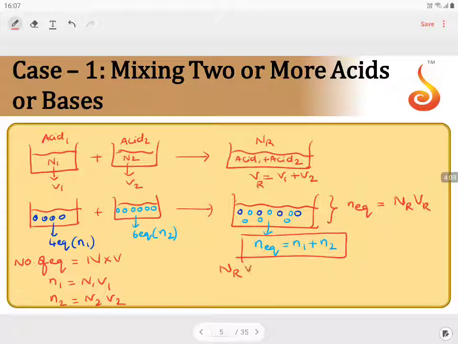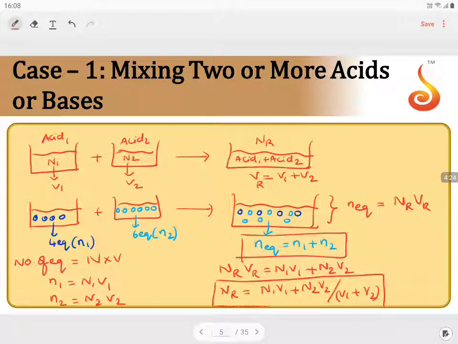That means Nr into Vr is equal to N1 V1 plus N2 V2, which gives the resultant normality as N1 V1 plus N2 V2 divided by V1 plus V2. This will be the resultant normality of the solution. So when two acids are added to each other or when two bases are added to each other, the resultant normality of the solution comes to be N1 V1 plus N2 V2 by V1 plus V2.